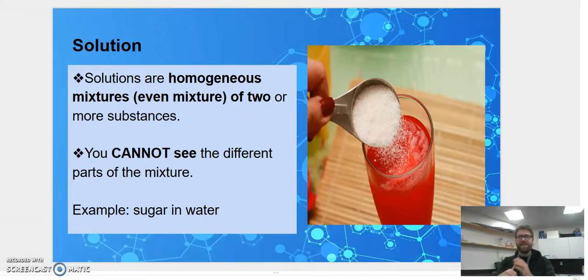Soda has got usually caramel, it's got sugar, it's got CO2, it's got water, and it's got other natural flavors. But all those things are mixed together. And when you look at it, all you see is that soda, right? You don't see each of the individual things, you only see soda. My picture here of this red tea, we're mixing in some sugar. You cannot see all the different parts of this mixture, right? That means it's a solution. If you can't see all the different parts, you got yourself a solution. You got yourself a homogeneous mixture.